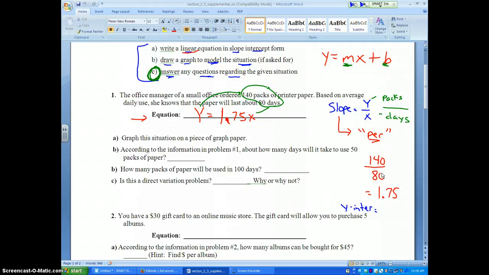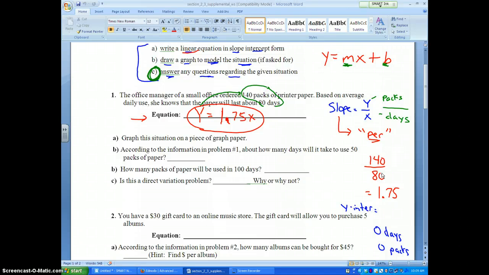Well, obviously, very simply, if 0 days have gone by, just common sense says you've used 0 packs of paper. So therefore, there should be a plus 0 at the end of this equation, which we don't write, but that would be basically what the y-intercept is. And there's our equation, y equals 1.75x. And I'm going to circle that, just so we continue to use that.